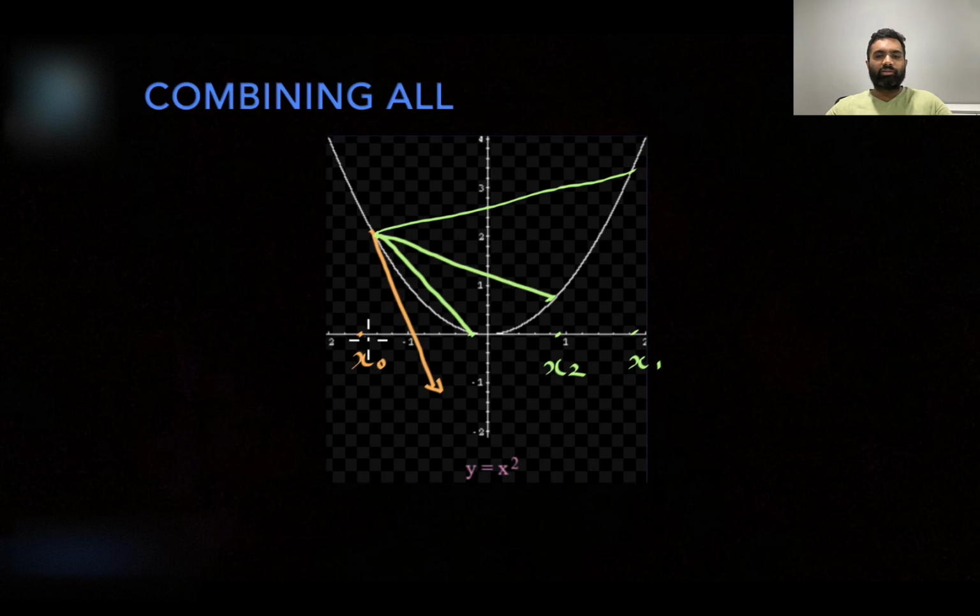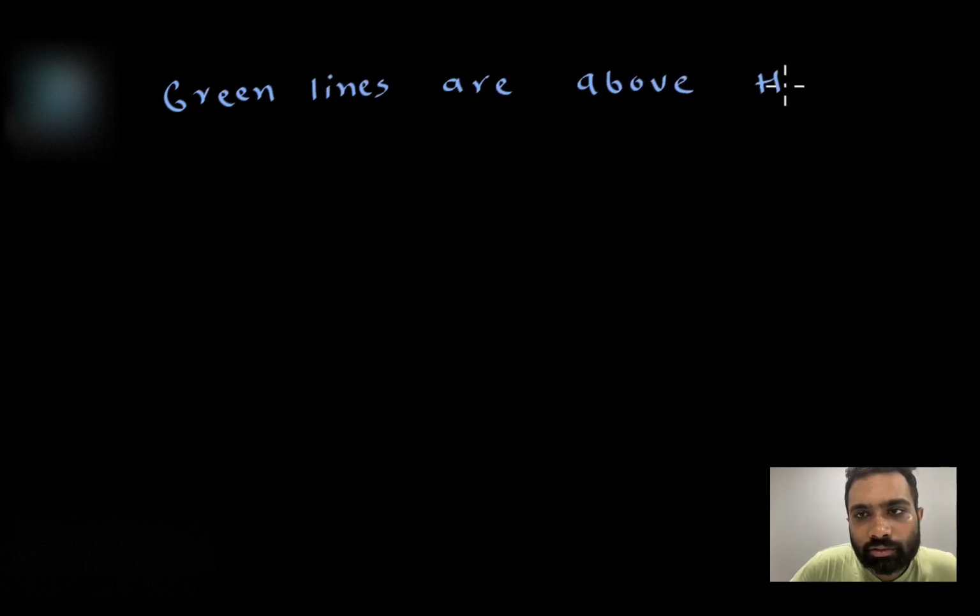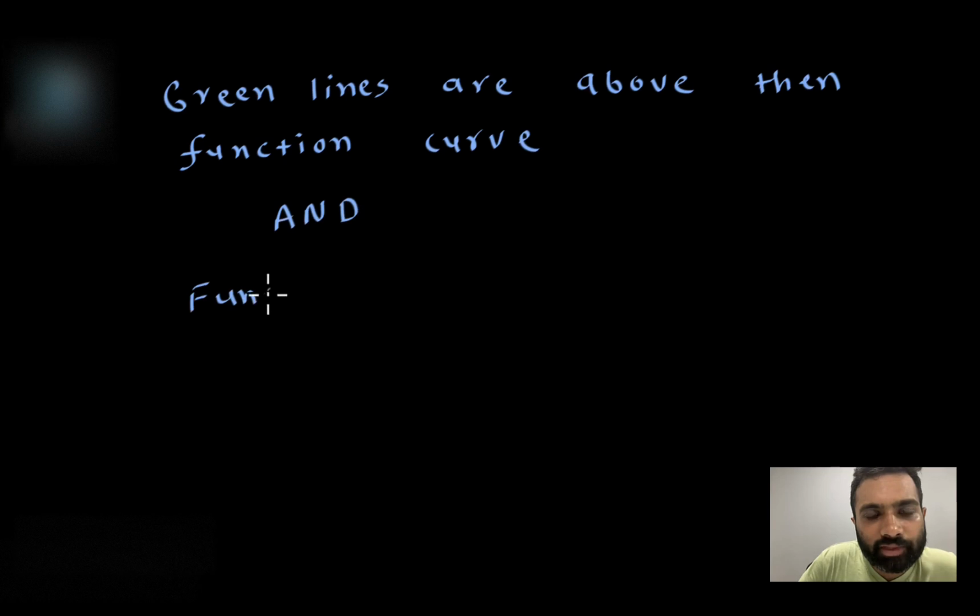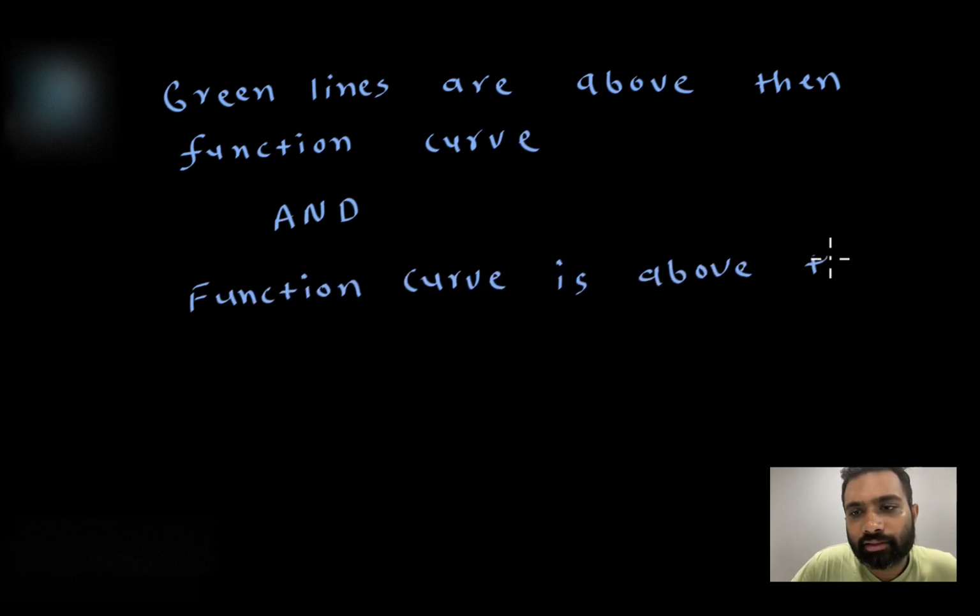So visually you can say that all these green lines will have a larger slope than the orange line, and informally you can say that the green line is above the function curve, and the function curve is above the orange line, which is the tangent, and this is a property of the convex function. Green lines are above the function curve, and the function curve is above the tangent line, which is the orange line.